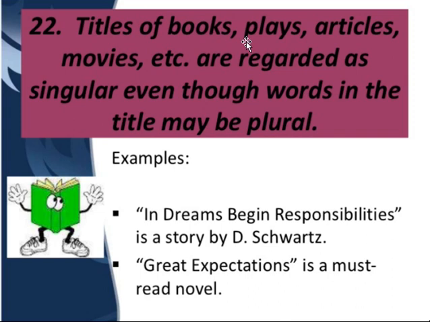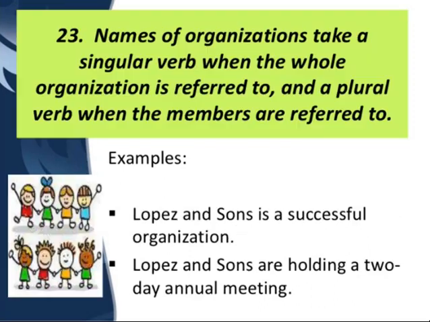It's like that. Titles of books, plays, articles, movies, etc. are regarded as singular, even though words in the title may be plural. Like In Dreams Begin Responsibilities is a story by Delmore Schwartz. Or Great Expectations is a must-read novel. It means whether the name is plural or is considered plural, it will always be considered as singular. Now let's have a look.